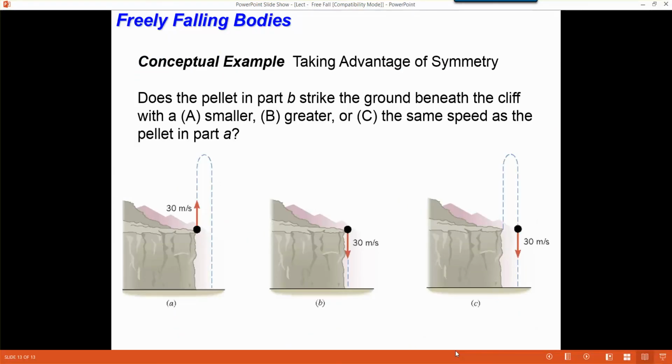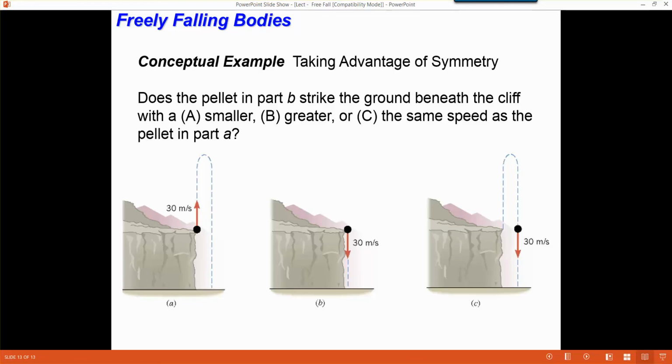So that means if we look at a problem like this, where I have one pellet that I'm throwing up at 30 meters per second and one that I'm throwing down at 30 meters per second, and ask the question about how fast will each be going when it hits the ground relative to the other, well, what we know is that after 1 second in the air, the pellet in A will be going 20 meters per second. It'll still be going upwards.